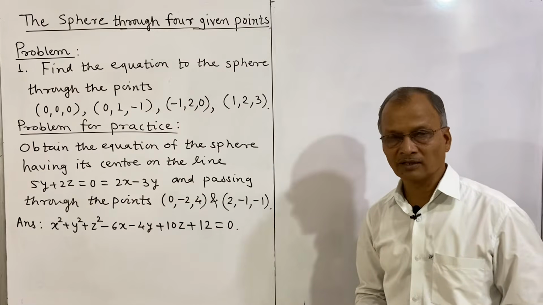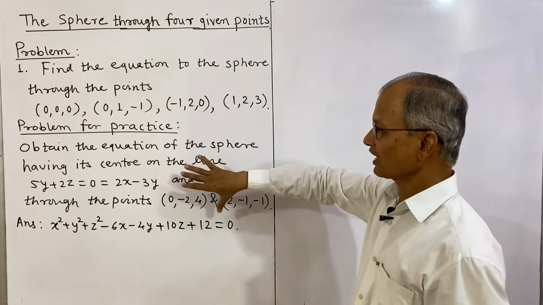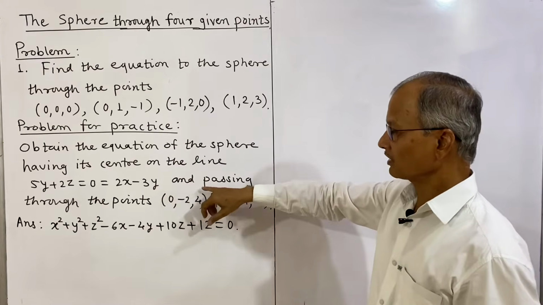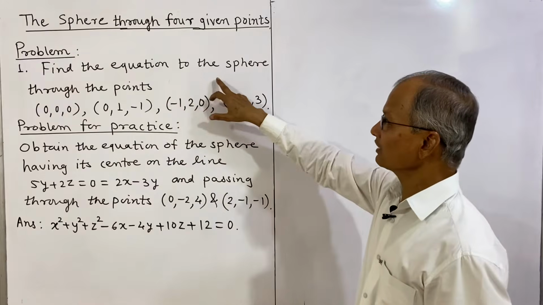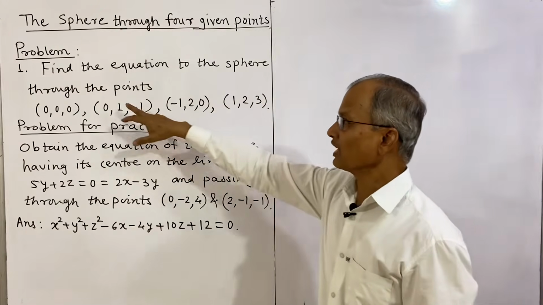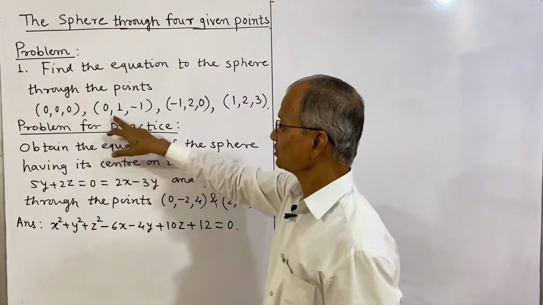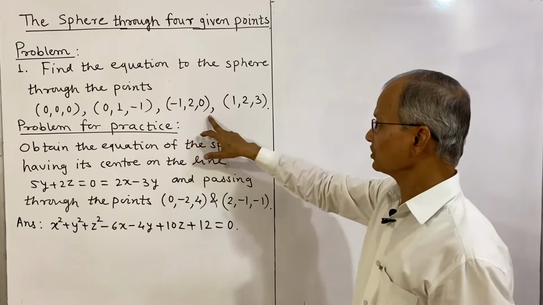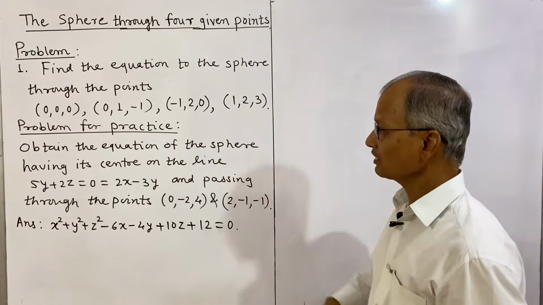I have written 2 problems here. We will solve this problem, and this other problem I have written for your practice. See, the first problem is: find the equation of the sphere passing through the points. First is the origin, next 0, 1, -1, next is -1, 2, 0, and next is 1, 2, 3. So these are the 4 points.